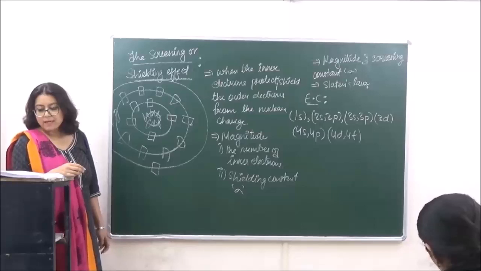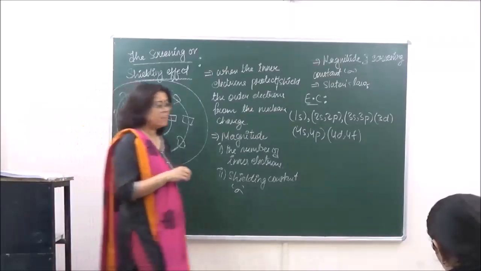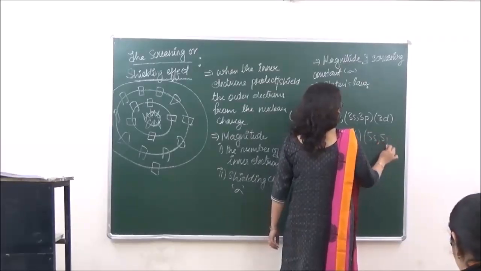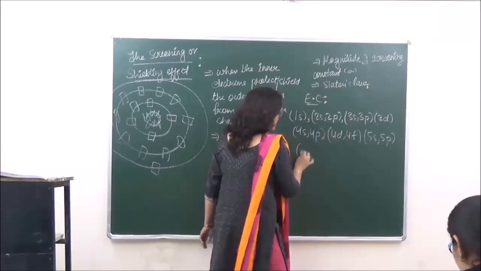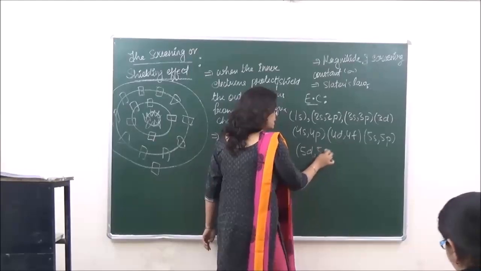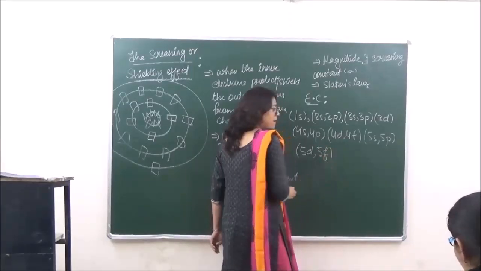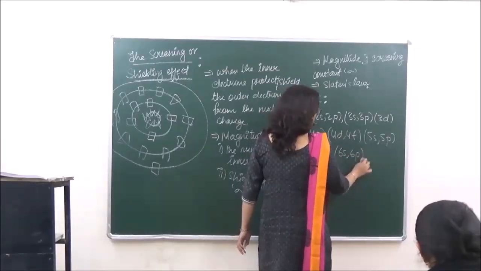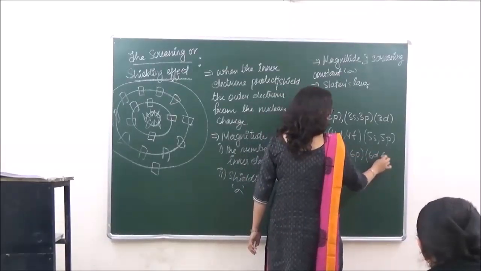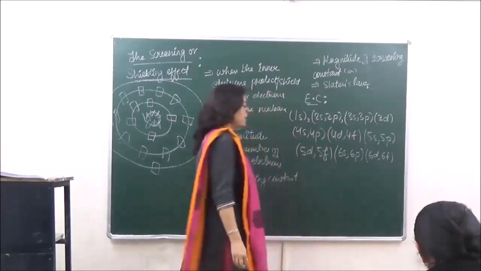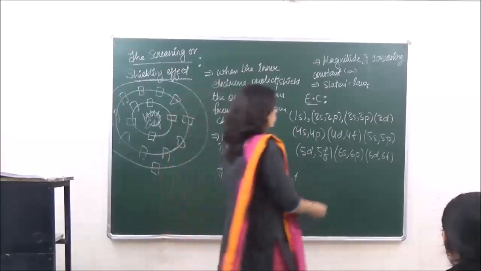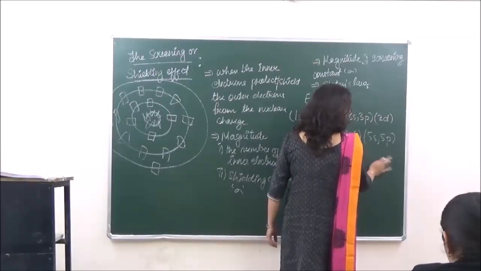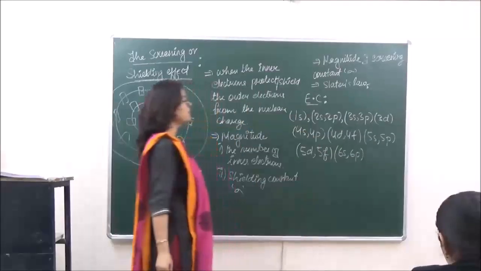In a similar manner we then have 5s, 5p, and then we have 5d, 5f, and then 6s, 6p, 6d and 6f and so on. Right? There is no 6f, you know, there is only 4f. So we just keep it in here. So we have 6s and 6p.